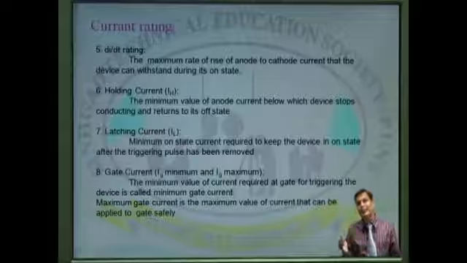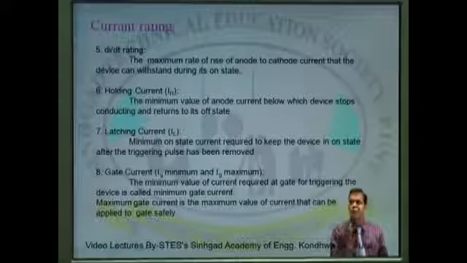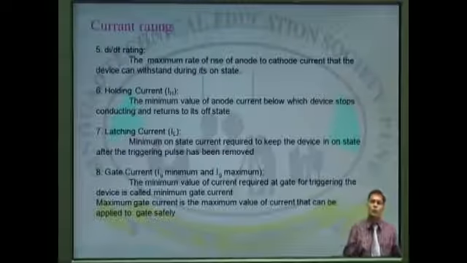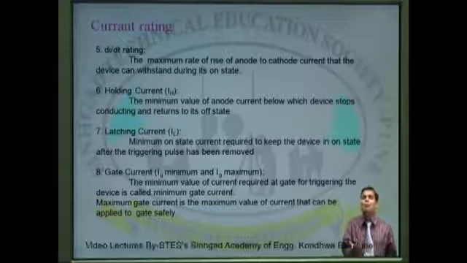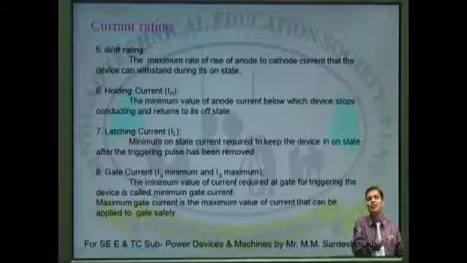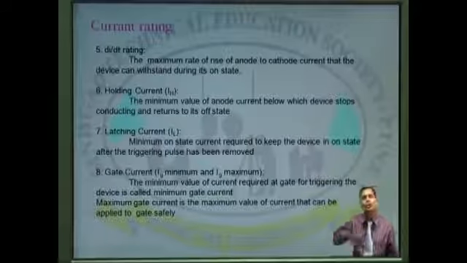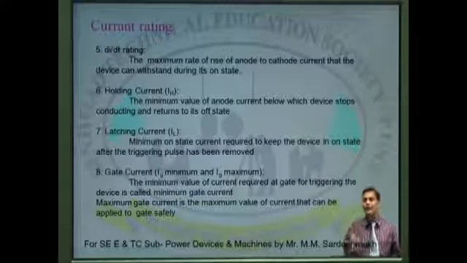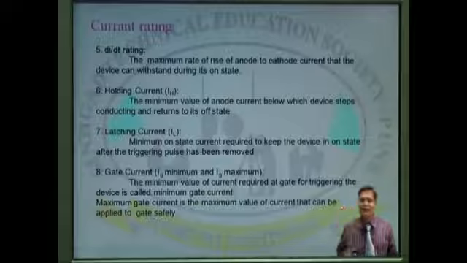Next is the gate current. As I said in the case of voltage rating, the voltage applied across the gate must not exceed a particular value. The same is true for gate current also. A sufficient amount of gate current, greater than IG minimum, should be applied across the gate terminal to turn on the device. At the same time, we have to take care that it should not exceed IG maximum. So the gate current applied must be in the range of IG minimum to IG maximum.